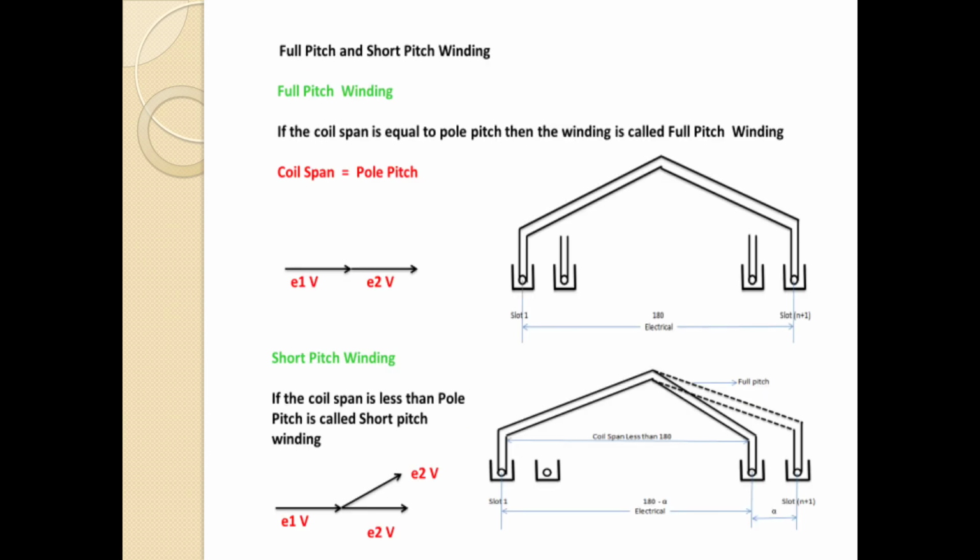Full pitch winding and short pitch winding. Full pitch winding: if the coil span is equal to the pole pitch, then the winding is called full pitch winding. Short pitch winding: if the coil span is less than the pole pitch, it is called short pitch winding.